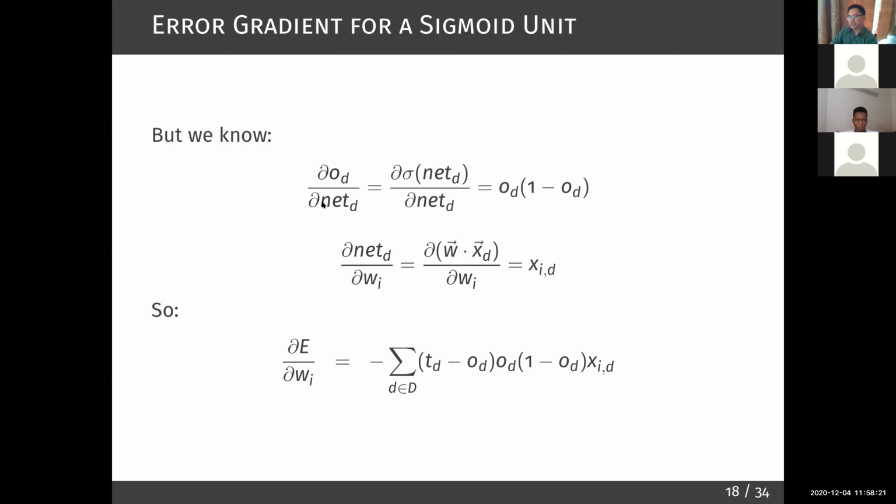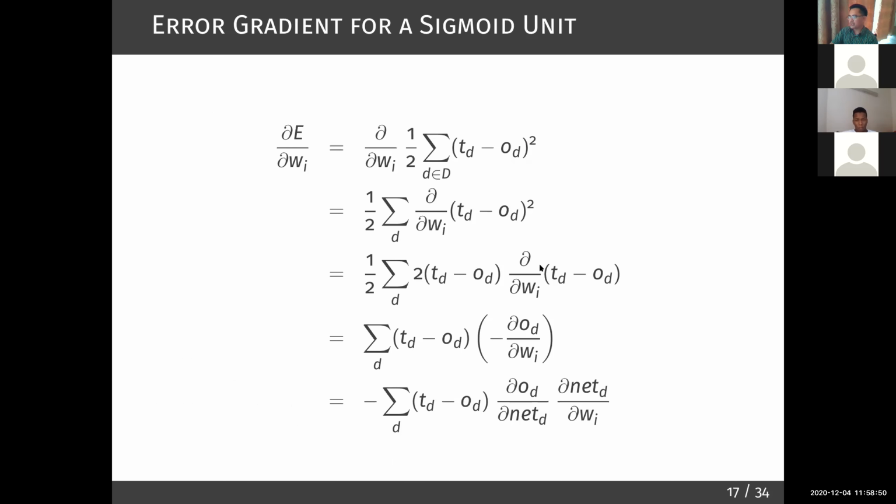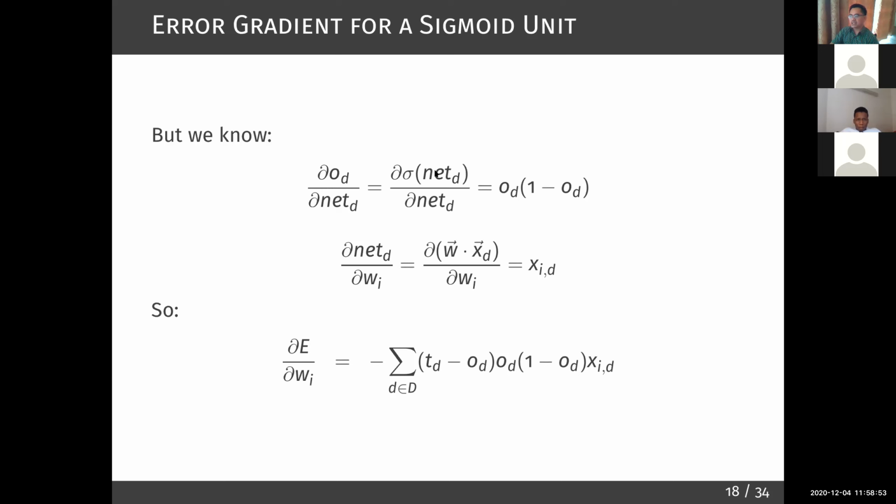So the output with respect to the net: net is the input to the sigma, and we already know this is the output times 1 minus the output. We already did this one. If this is your function sigma of the net, the derivative with respect to that net is the output itself times 1 minus the output.